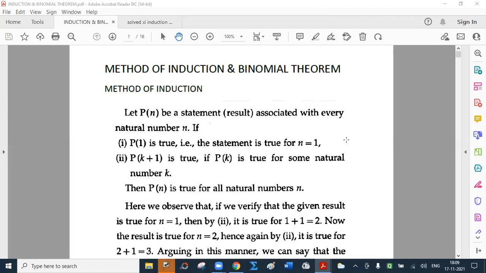In the last lecture, we started this topic, method of induction. So in method of induction, the result which we have to prove, we denote it by P of n. Then we verify that P of 1 is true. By assuming P of k is true, we prove that P of k plus 1 is true. And therefore, by method of induction, we say that the result is true for all small n belonging to capital N.